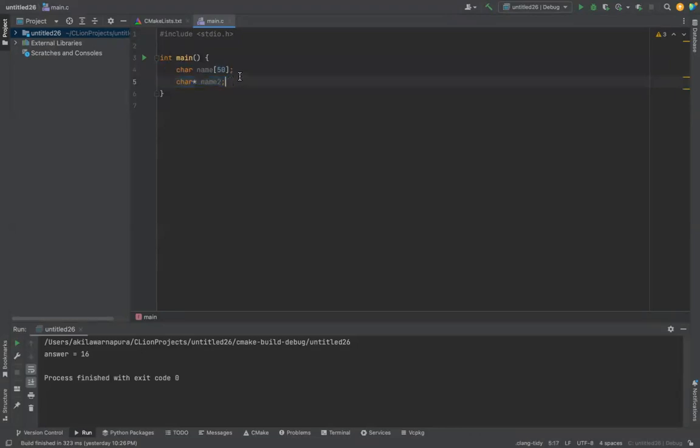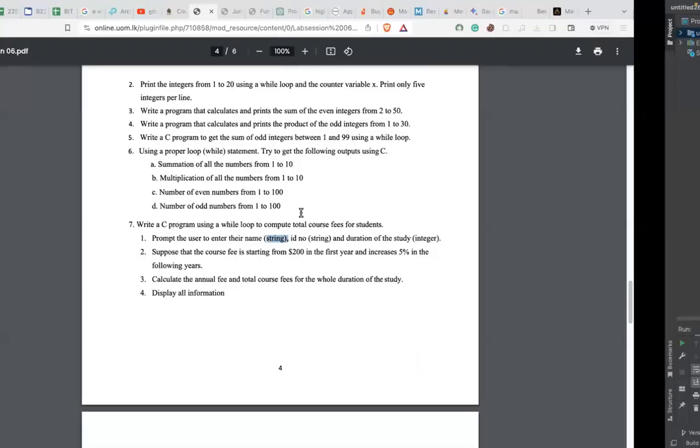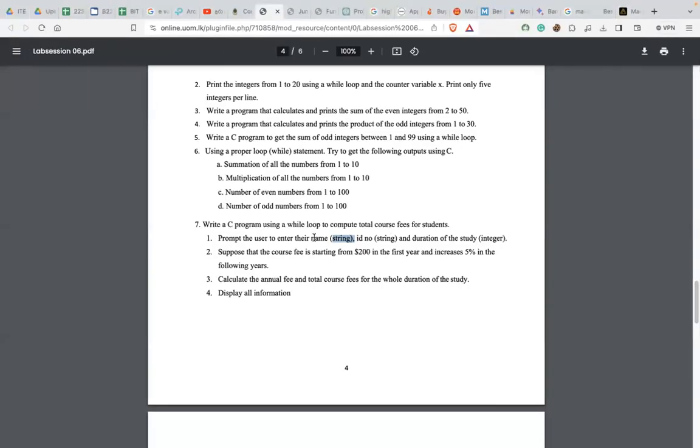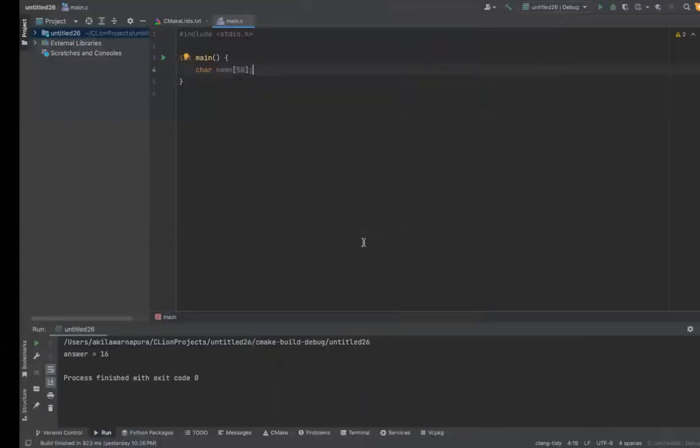However, don't worry, a detailed explanation of character arrays and pointers will be taught in the upcoming lectures and lab sessions. Now for this question, I'll take the character array. So I need two character arrays. The first one is for the name and the second one is for the ID number.